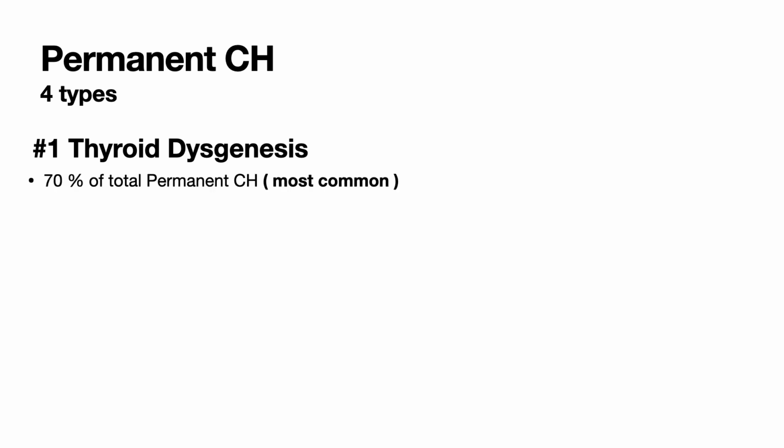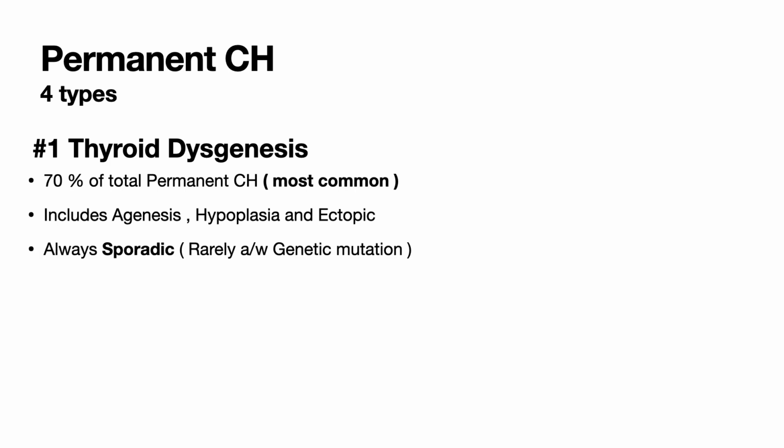Now the permanent congenital hypothyroidism are of four types, that is thyroid dysgenesis. The thyroid dysgenesis is the most common type of permanent CH. It comprises 70% of the total permanent CH. It includes agenesis, hypoplasia, and ectopic. It is almost always sporadic and it is rarely associated with genetic mutations.